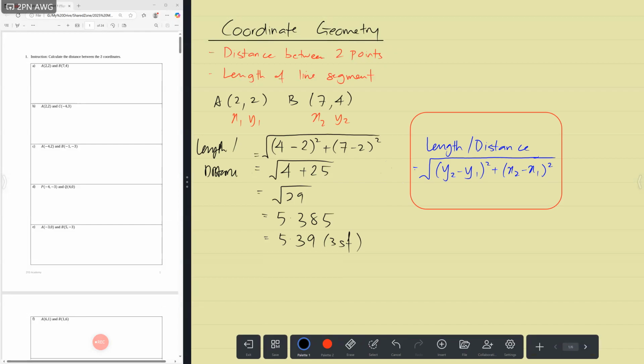All right. Watch the next video where they will tell you the distance or the length of the line segment, but one of the values in the coordinates is missing. Okay, so stay tuned for part 2 of distance or length of a line segment.